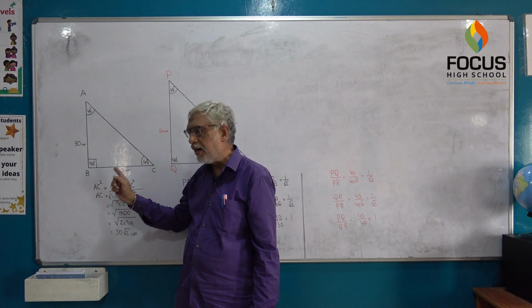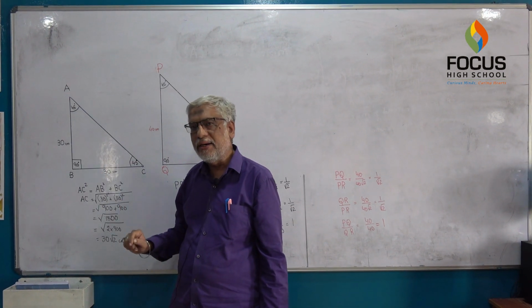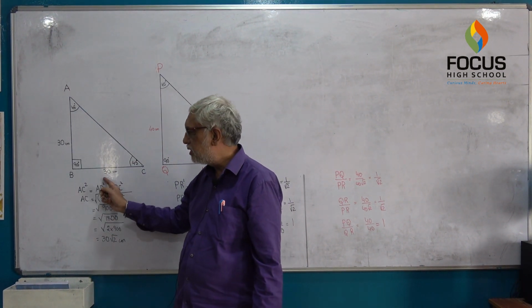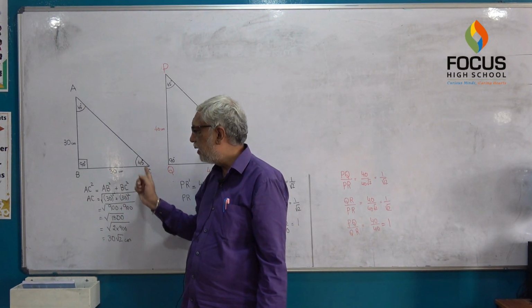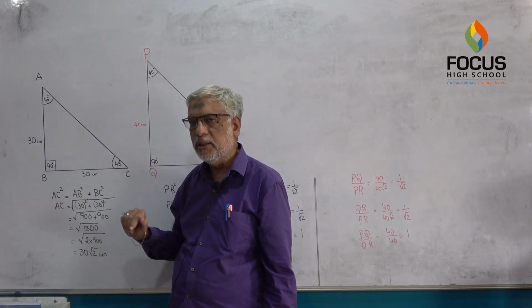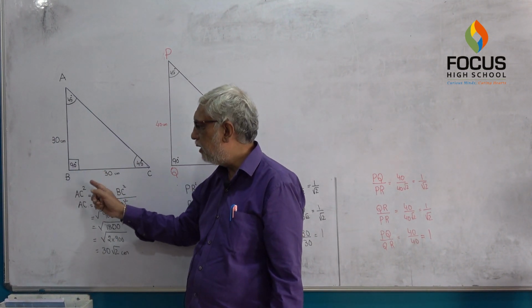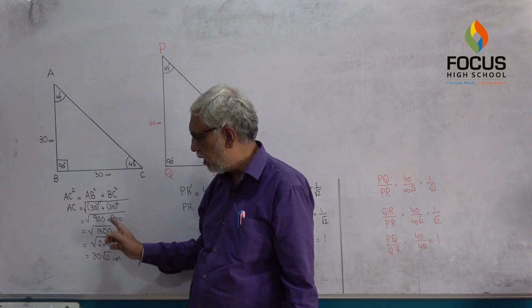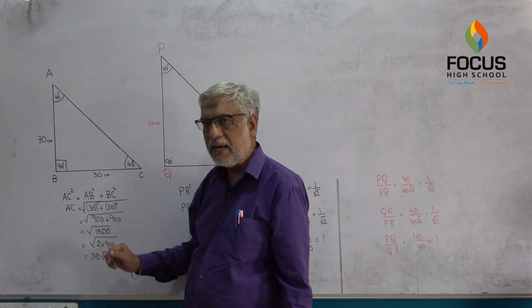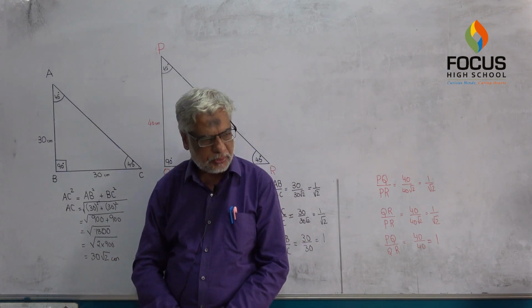Isosceles right angle triangle, in which the two legs of the right angle triangle are equal, 30 centimeter and 30 centimeter. And this AC is the hypotenuse. If I name the triangle as ABC, AB is 30, BC is also 30, and I have calculated AC, the hypotenuse, using Pythagoras theorem, and it is found to be 30 root 2 centimeter.